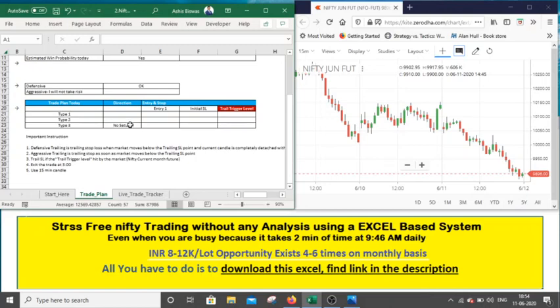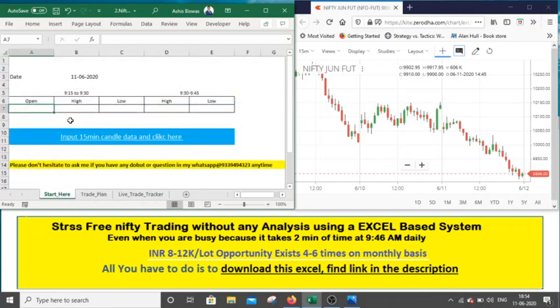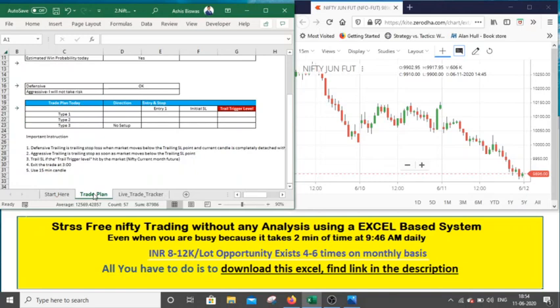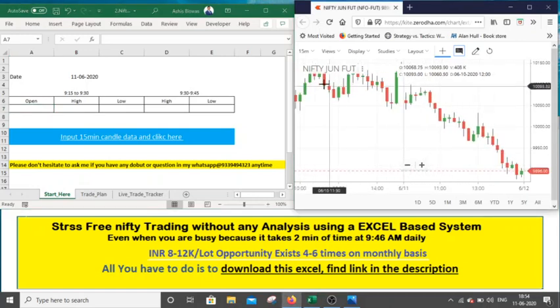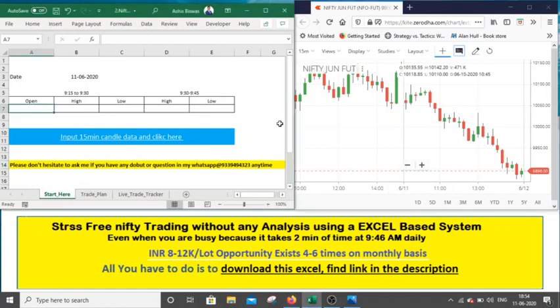Now, as you can see, it is showing no setup because I didn't enter any data. I will show you what the trade was today. So let's start. I will put the Nifty June future 15-minute candle. This is the 15-minute chart. I will enter the value of the first candle. The first candle ends at 9:30, and you wait for these two candles to complete at 9:45. Once these two candles complete, you enter the data.